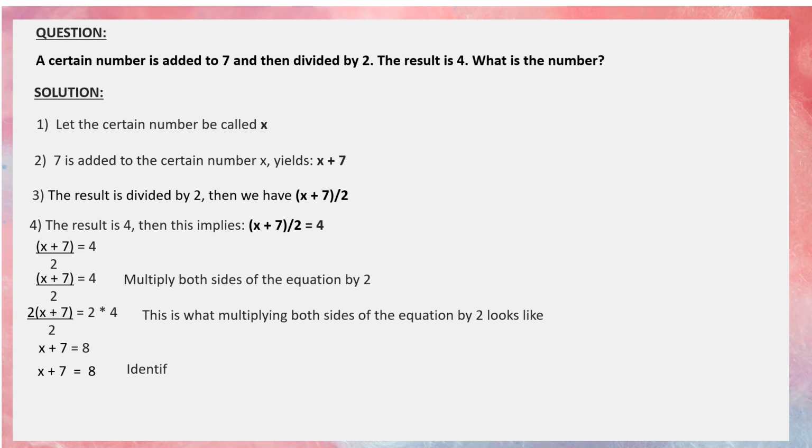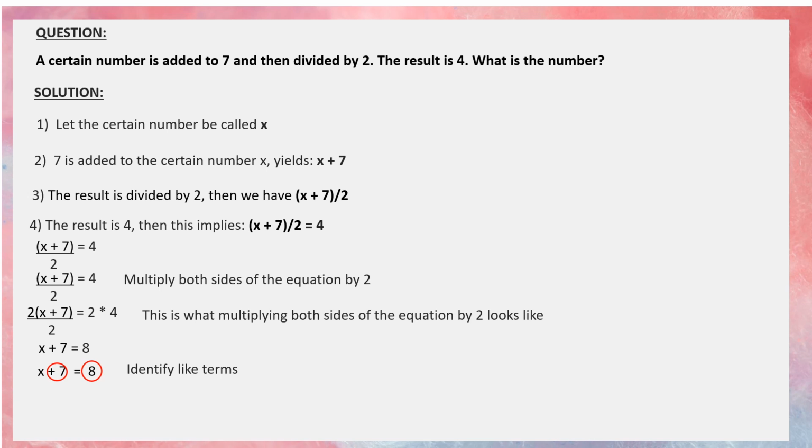So what we're going to do here is try to identify the like terms. When we identify the like terms, the identification of the like terms is simply because we want to simplify further. Left hand side we have a number 7, right hand side we have a number 8. So we can take the number on the left hand side to the right hand side so that we can simplify further, and then we'll just be left with the variable x on the left hand side. Why do we identify the like terms? So that we can simplify further.